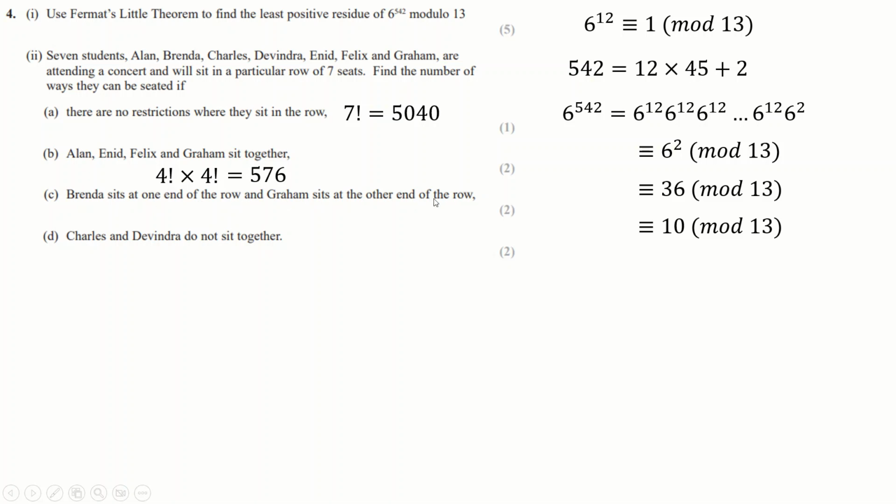Brenda sits at one end, Graham sits at the other, so put Brenda on the left, put Graham on the right. There are 5 more people to sort, so that's just 5 factorial. But Brenda could have been on the right, and Graham could have been on the left, so we just have to times it by 2 after you've done that, and you'll get your answer.